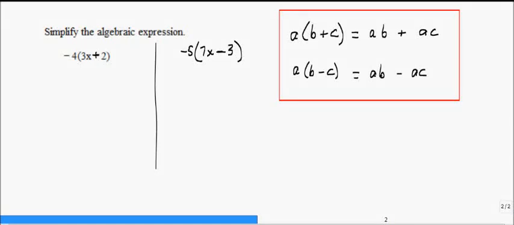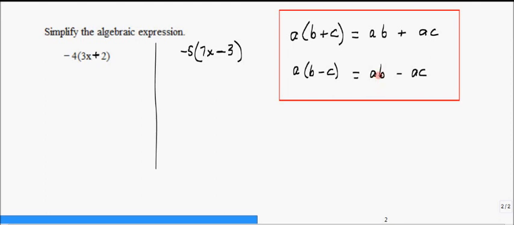Hello everyone. We've got two problems to work and the instructions are simplify the algebraic expression. Both of these are going to use the distributive property to get rid of the parentheses. We use the distributive property when you have something on the outside, a single term, times inside parentheses the addition or subtraction of two or more terms. And both of these fit that description. So we're going to use the distributive property here.